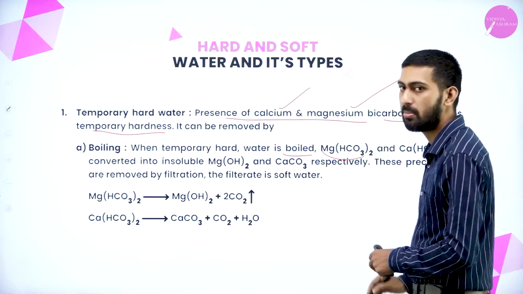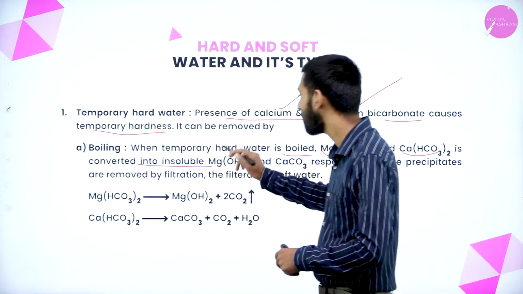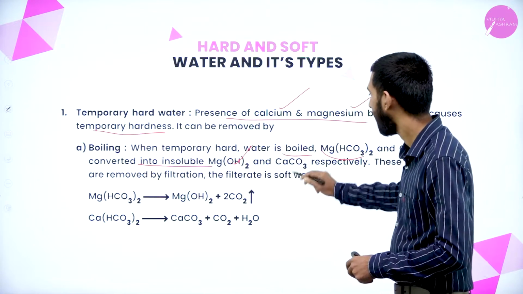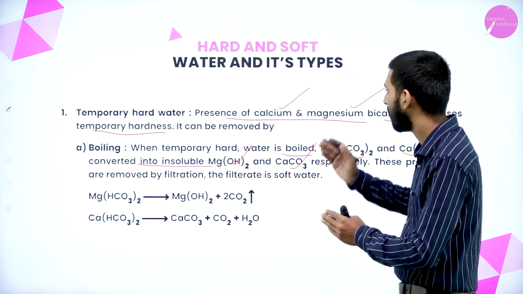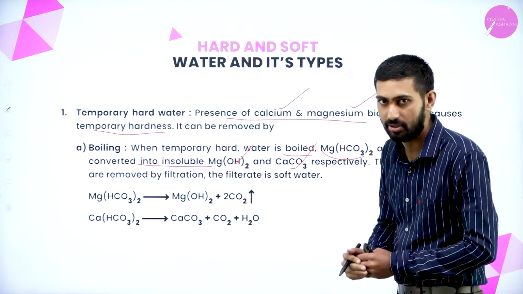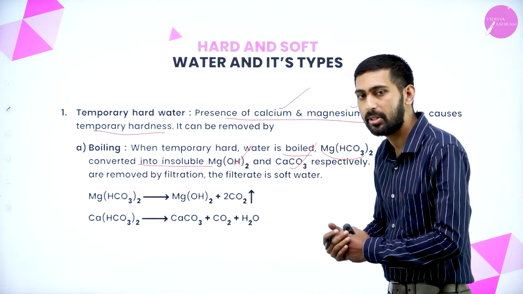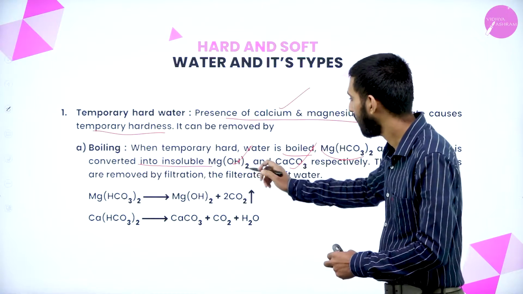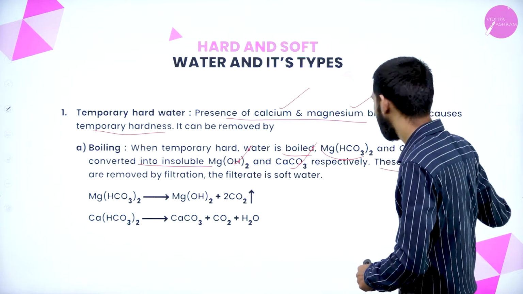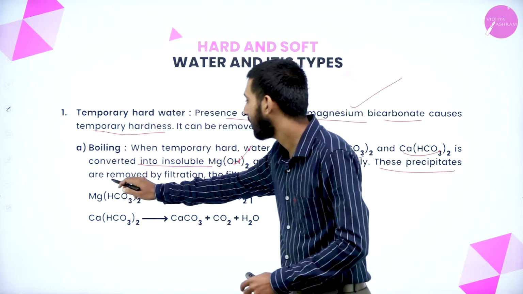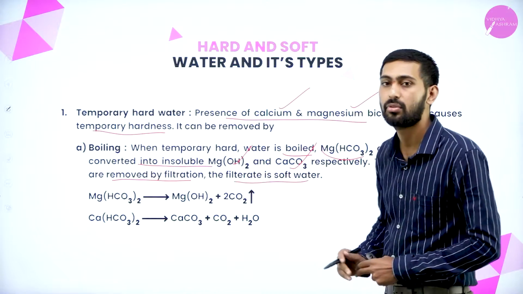It contains magnesium bicarbonate and calcium bicarbonate, and it is converted into insoluble magnesium hydroxide and calcium carbonate. Temporary hardness contains which? Calcium and magnesium bicarbonates. When you heat temporary hard water, what will happen? Magnesium hydroxide as well as calcium carbonate will be formed. Then these precipitates can be removed by filtration. The filtrate is known as soft water.